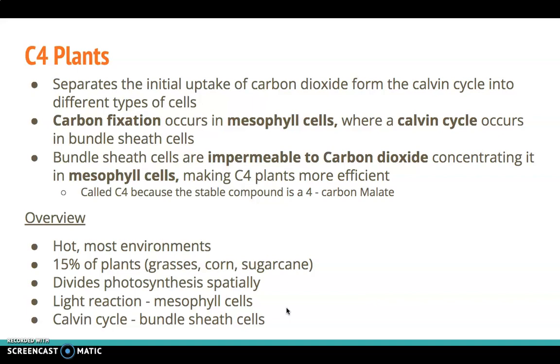The oxaloacetate is converted to a 4-carbon compound, malate, and transported into the bundle sheath cell. There, the malate is decarboxylated. This results in a 3-carbon compound, pyruvate, which is then transported back into the mesophyll cell and converted into PEP. The bundle sheath cells are impermeable to carbon dioxide. As a result, carbon dioxide is concentrated in the bundle sheath cell where the Calvin cycle takes place. This high CO2 concentration makes the Calvin cycle much more efficient than in C3 plants.